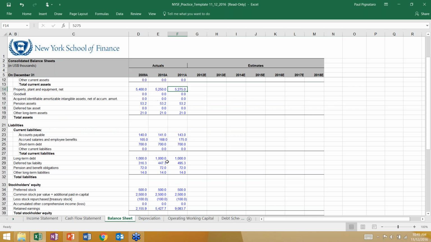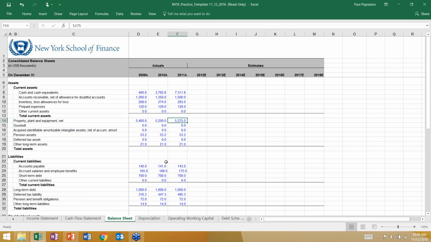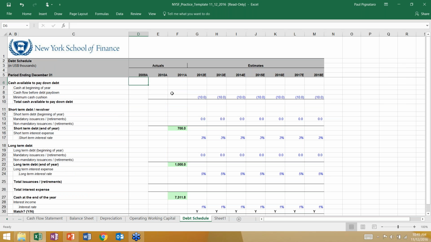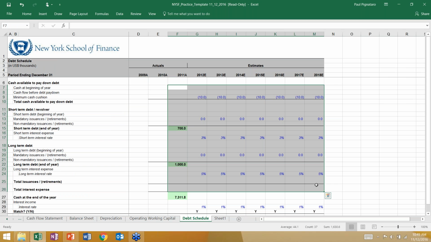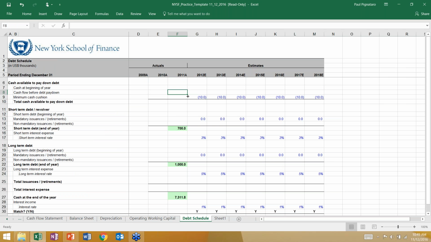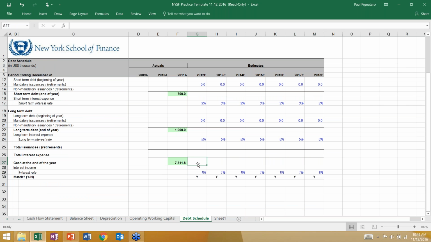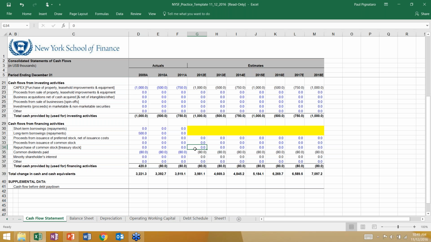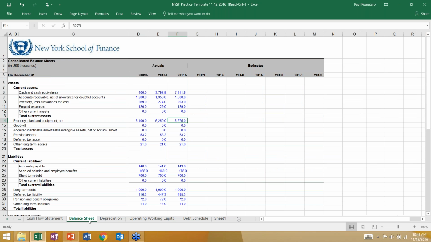So we're going to build the balance sheet. Once we build the balance sheet, we're pretty much almost done except for one final schedule, the debt schedule. And the debt schedule serves as a very important bridge, holding the whole model together, mainly linking interest expense and interest income into the income statement, and issuances and retirements into the cash flow statement. So we'll talk about that.